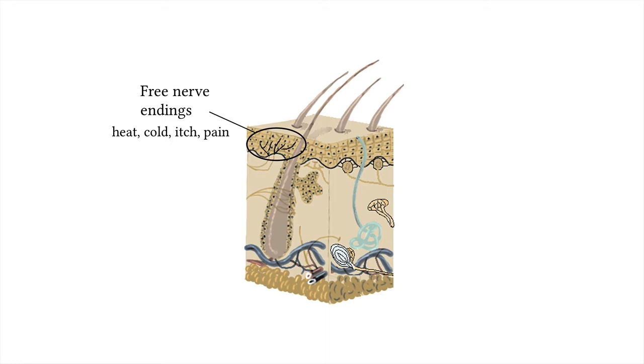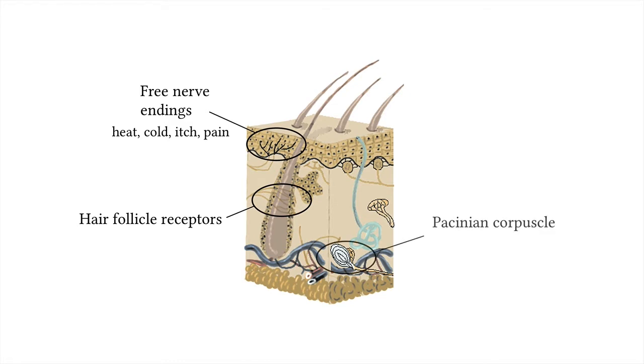Another cutaneous receptor type are hair follicle receptors found in the skin. Hair growing out of the hair follicle is wrapped in a receptor. These receptors are kind of like a coiled up free nerve ending. That's why when you slightly tug on a hair, the hair follicle receptor moves and an action potential moves along its neuron. Pacinian corpuscles are found in the dermis.